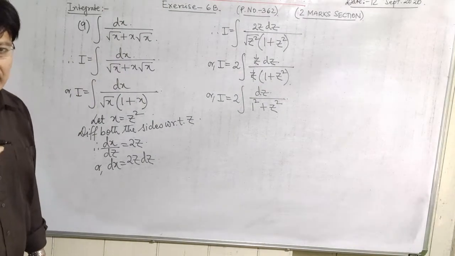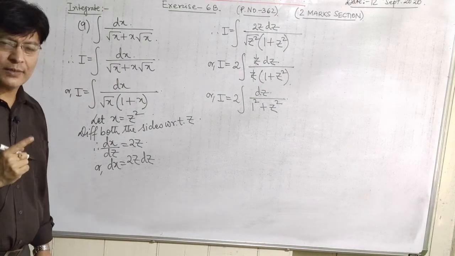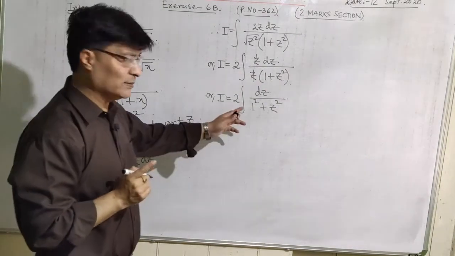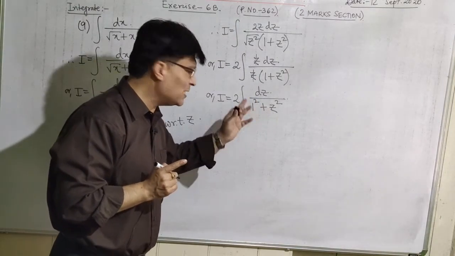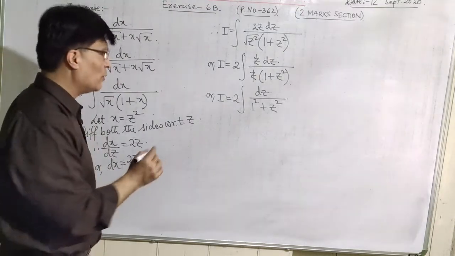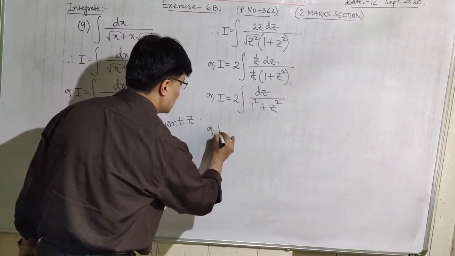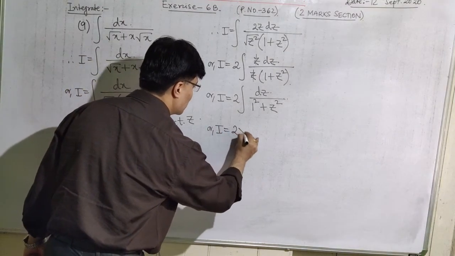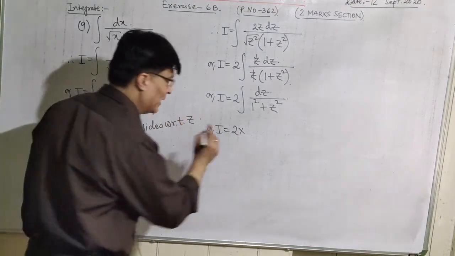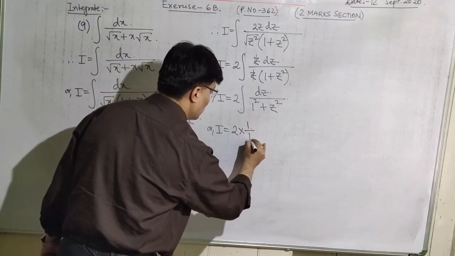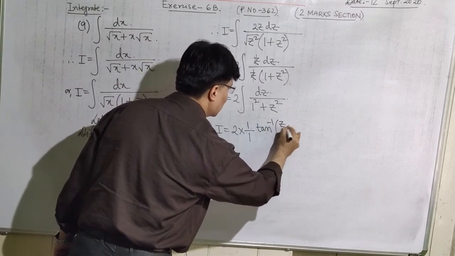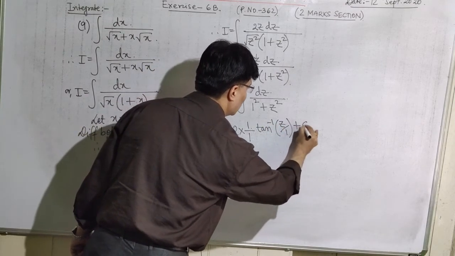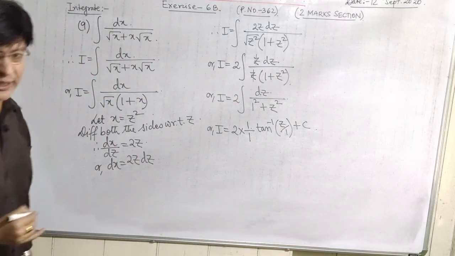Is that clear to all of you? So here a is 1. This is the standard form number 1. Here x is z and a is 1. This is the first standard form. So what is the formula in this case? So I is equal to 2, which is constant, into 1 upon a, that means 1 upon 1, and tan inverse x upon a, that is z upon 1. Then you have to write plus c.